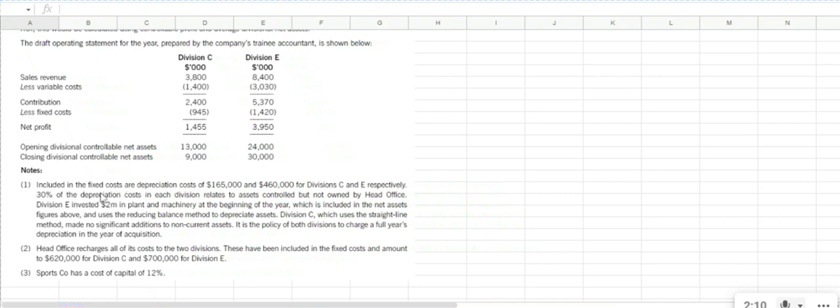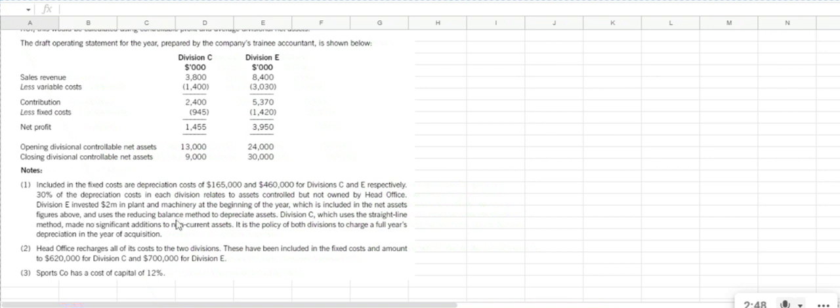So what are the notes? Included in the fixed cost are depreciations of 165,000 and 460,000 for division C and E respectively. 30% of the depreciation in each division relates to assets controlled but not owned by the head office. So in the depreciation that has been used here, 30% of the depreciation cost is basically controlled by the head office. It's not within the control of the manager. Okay, so that needs to be added back.